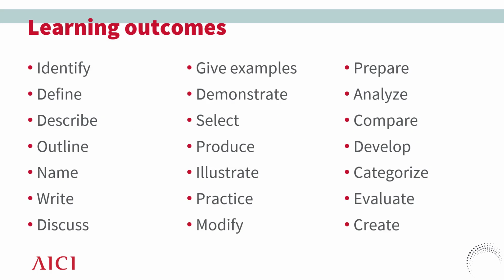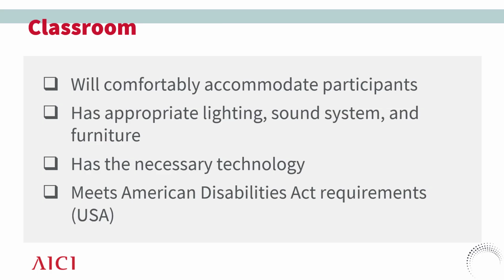Here are examples of learning outcomes that are appropriate. I'm not going to go through all of them, there's quite a list. You can also find this list in the CEU Provider Manual. If it's a classroom training, then on the application you will also need to check these boxes. Will comfortably accommodate participants, has appropriate lighting, sound system, and furniture, has the necessary technology, and if it's in the USA, meets the American Disabilities Act requirements.